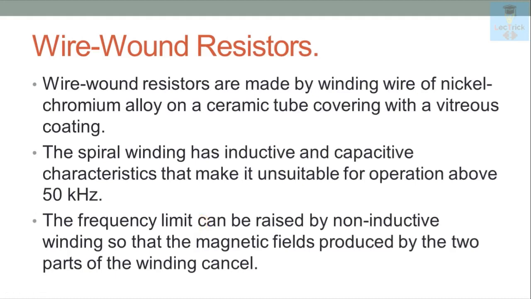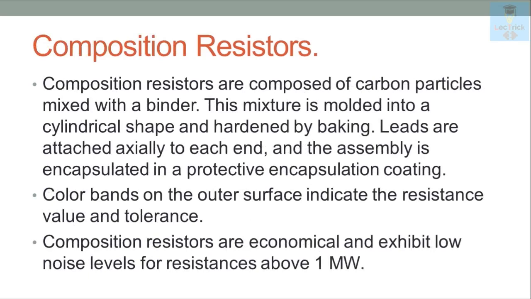Wire wound resistors are made up of a wire of nickel chromium alloy and a ceramic tube covered with a vitreous coating. A spiral winding resistor has inductive and capacitive characteristics that make it unsuitable for operation above 50 kilohertz. High frequency effect we have already discussed in the last video. The frequency limit can be raised by non-inductive winding, so that the magnetic fields produced by the two parts of the winding cancel. Composition resistors are composed of carbon particles mixed with a binder.